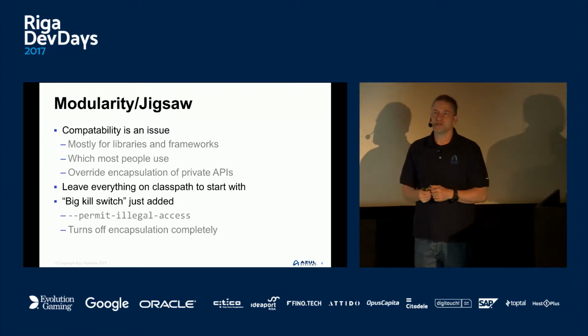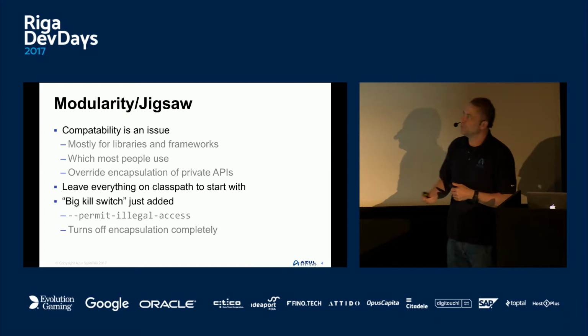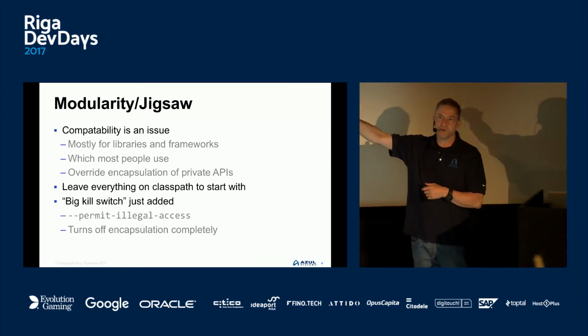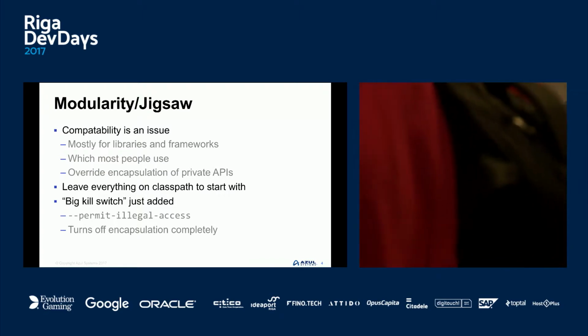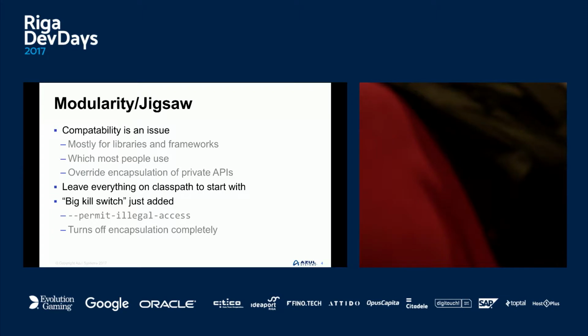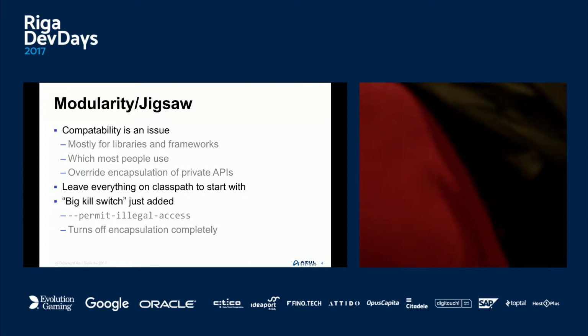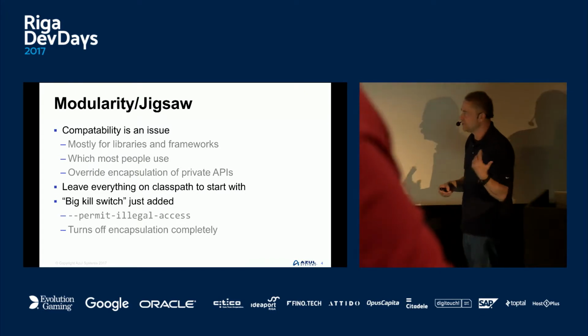One of the more recent changes was the big kill switch, which was introduced. And this is another command line option, permit illegal access. Great name for an option. Permit illegal access, which in effect turns off most of modularity. So it turns off all of the encapsulation, so you don't have to worry about reflection and things like that.